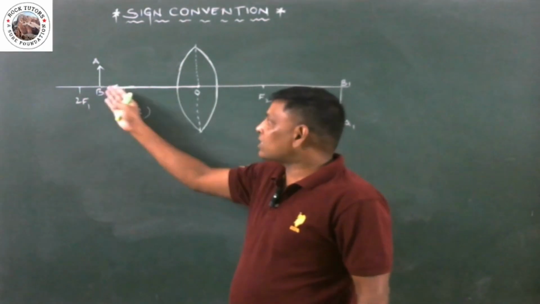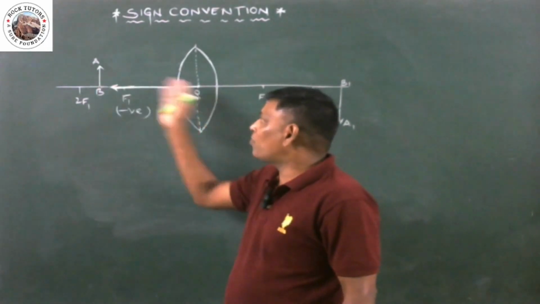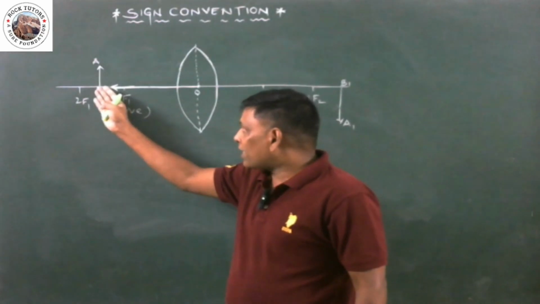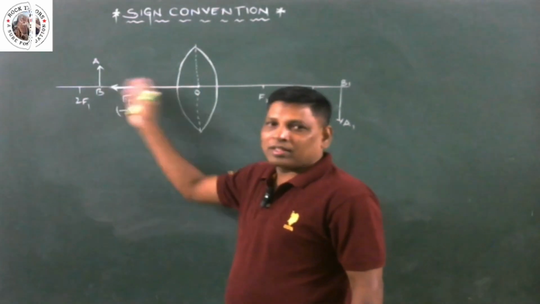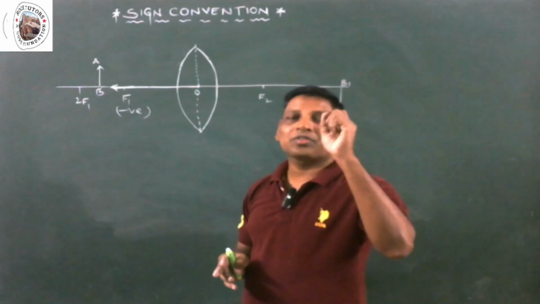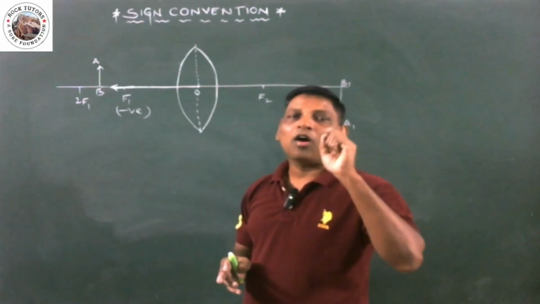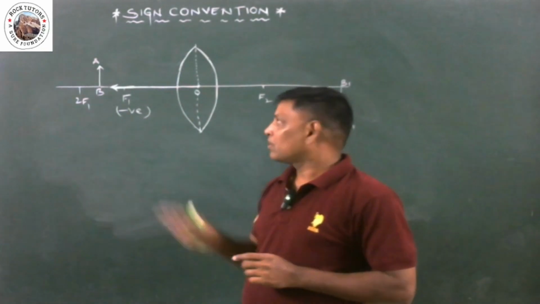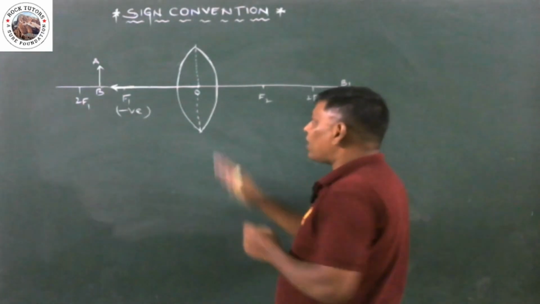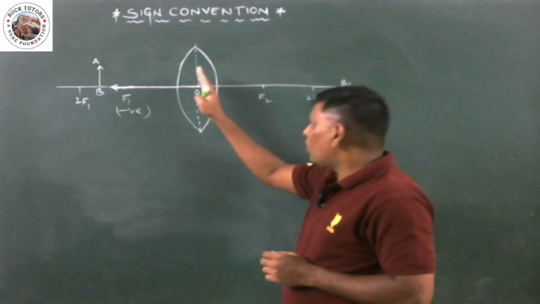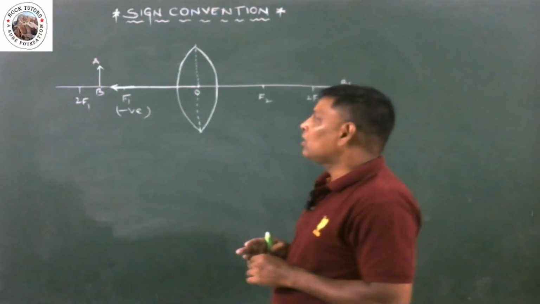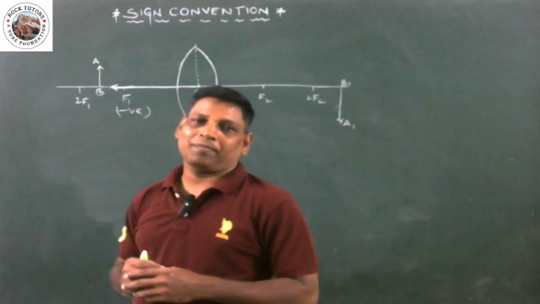You may say, sir, both distances are the same, BO or OB. But when I take BO or OB, the directions are changing. That's why we have to start from the optical center. If I measure the image distance, I have to start from the optical center to the image. This is the second point.